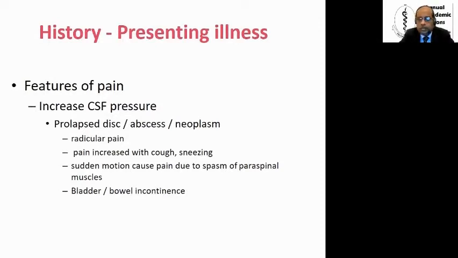So they generally have radicular pain. Pain increases with coughing and sneezing. Sudden motion causes pain due to spasm of paraspinal muscles, and there can be bladder and bowel incontinence due to the cauda equina compression.